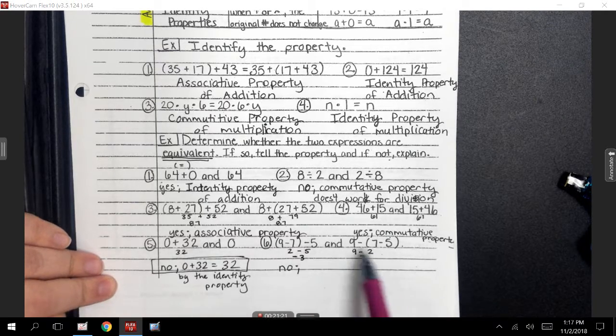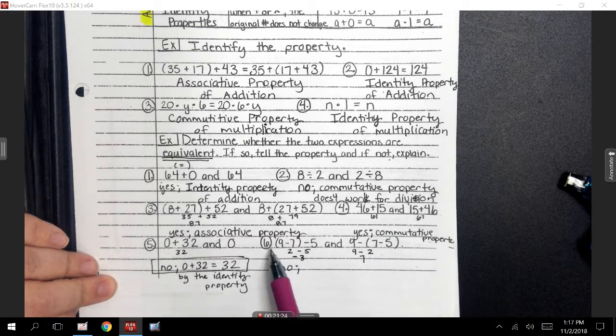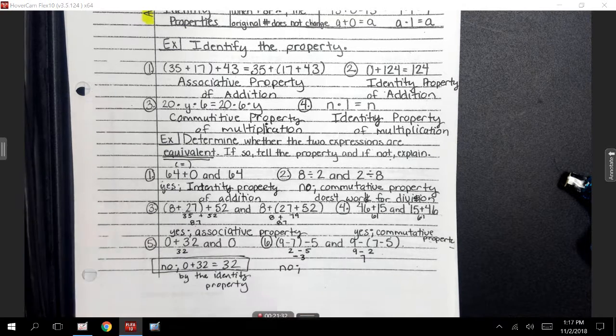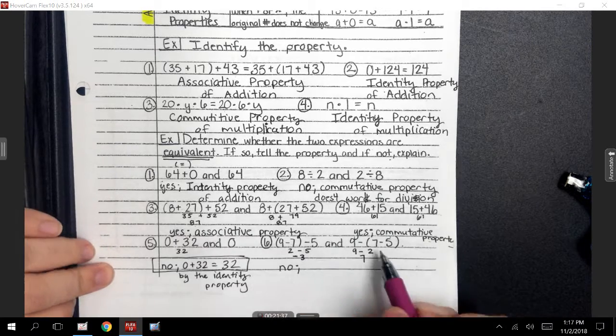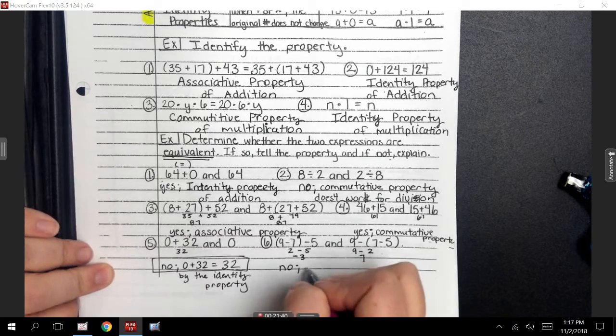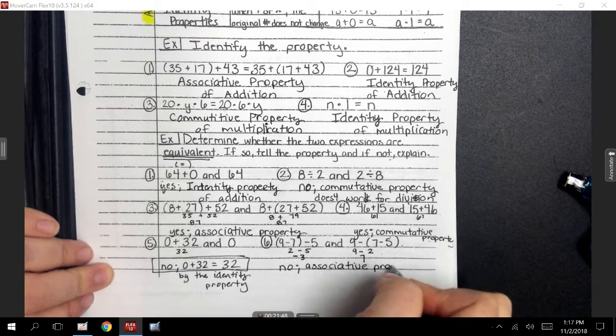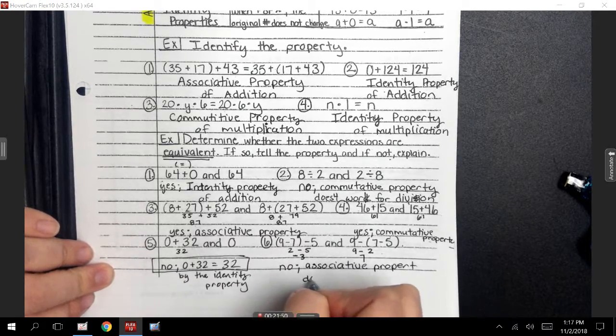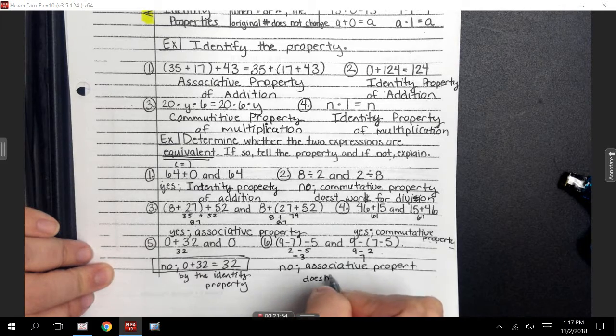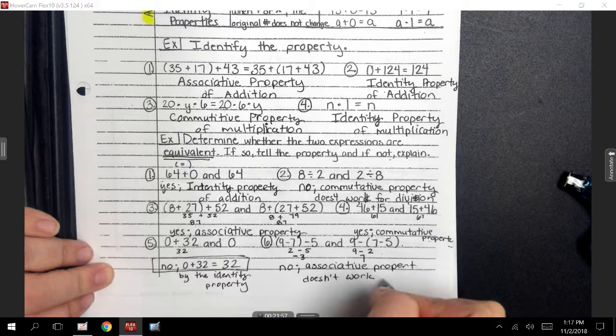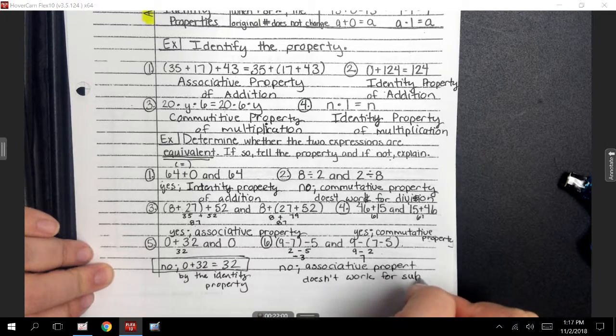All right? What property was this trying to trick you with? What property were they trying to use with those parentheses moving? That's going to be that associative. Remember, that's our groups of friends. Those parentheses are associates. 9 and 7 were associates, and 7 ditched 9. So now we're going to say no. The associative property doesn't work for subtraction.